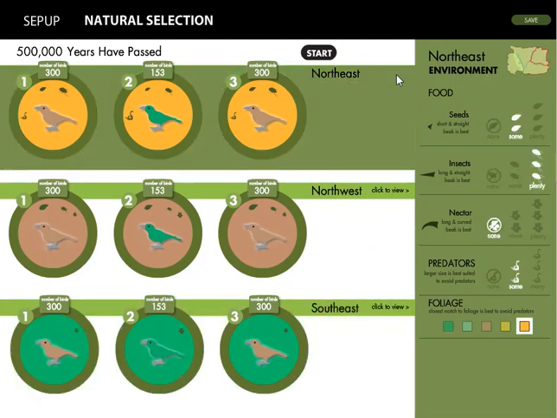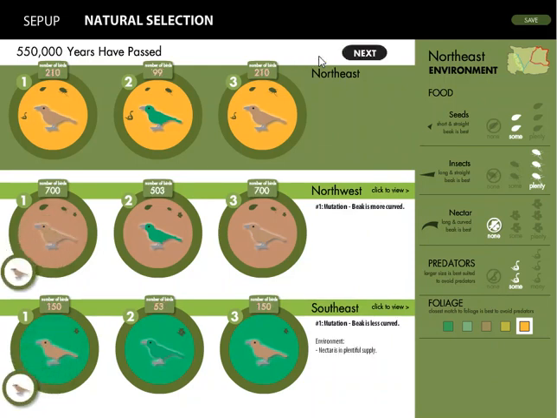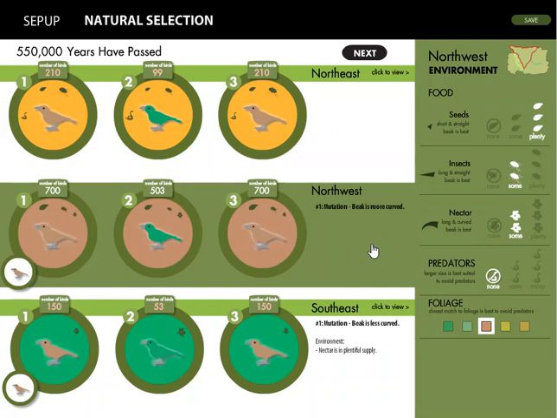then it's going to walk us through mutations that have occurred in each of these regions. So we're going to take some time to look through each of these as they happen. Okay, let's get started and see what happens. In our first scenario, in the Northwest and the Southeast region, there are two mutations that have occurred. In the Northwest, the first mutation is that the beak is more curved. So let's see how that's affecting our population.